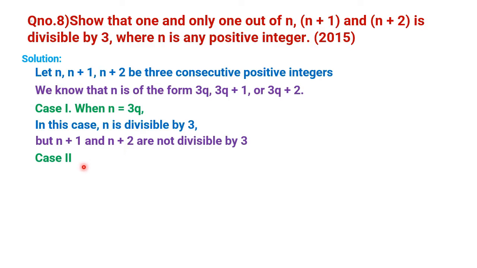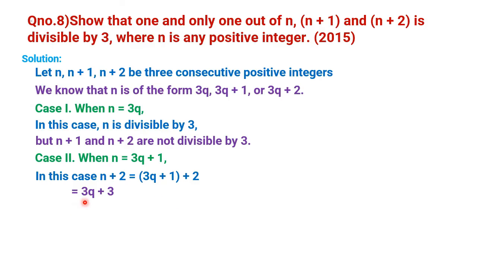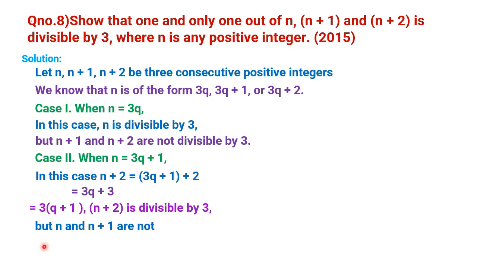But n plus 1 and n plus 2 are not divisible by 3. Case 2. When n is equal to 3q plus 1. Replacing n with 3q plus 1. In this case, n plus 2 is equal to 3q plus 1 plus 2, which is equal to 3q plus 3, which is equal to 3 into q plus 1. n plus 2 is divisible by 3. But n and n plus 1 are not divisible by 3.